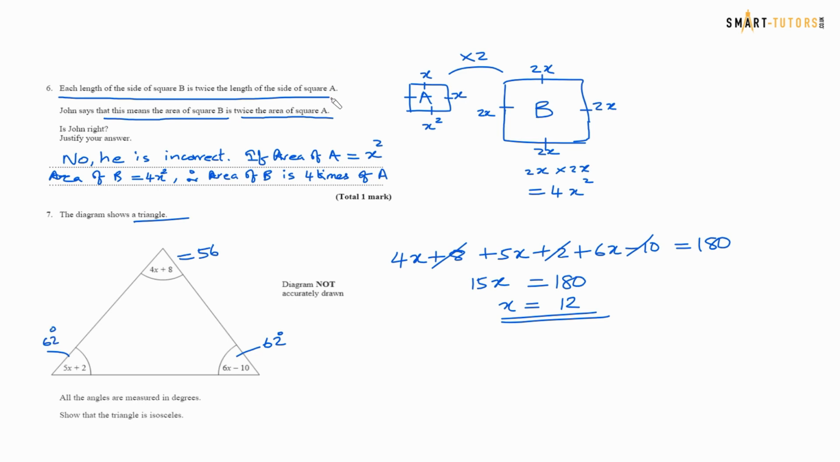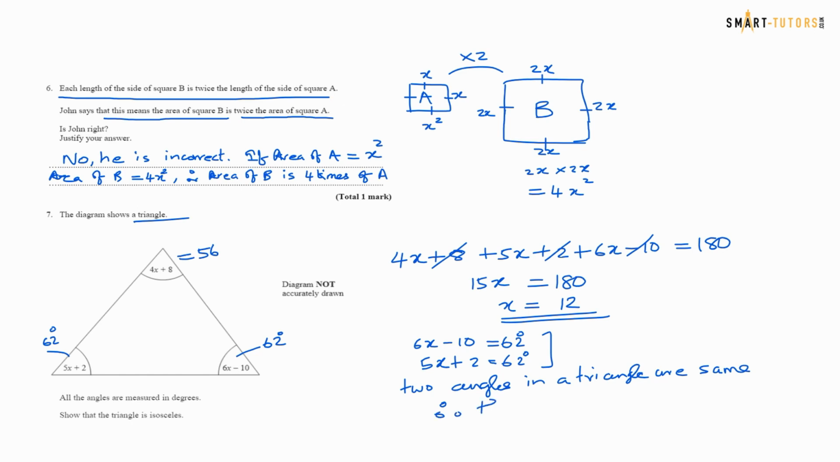So 6x minus 10 equals 62 degrees, and 5x plus 2 is also 62 degrees, right? So two angles in a triangle are the same. Therefore the triangle is an isosceles. That is our proof.